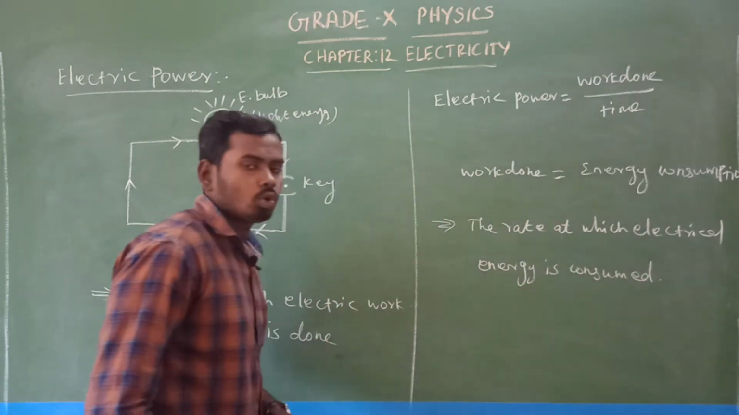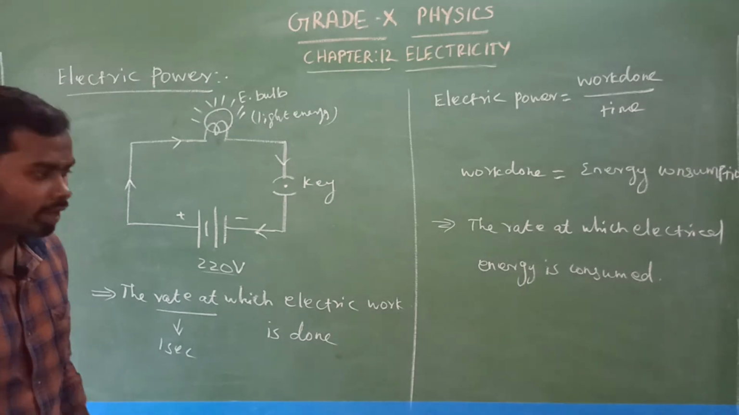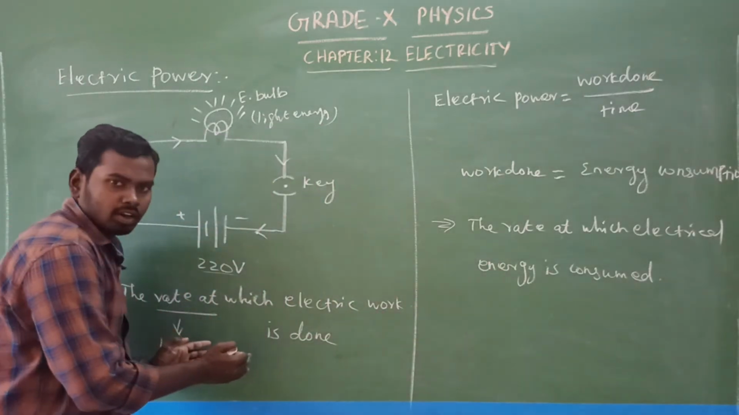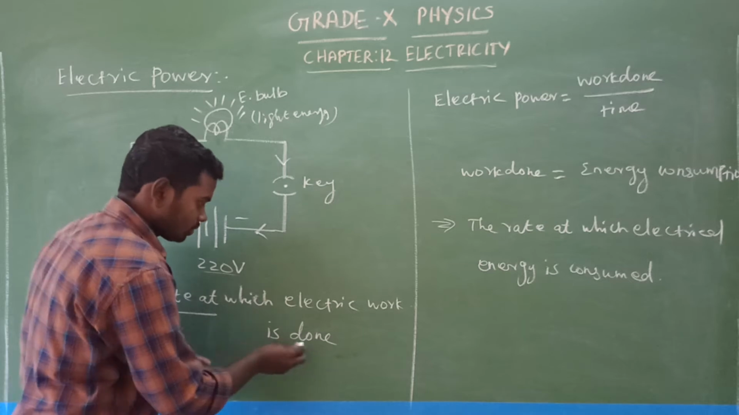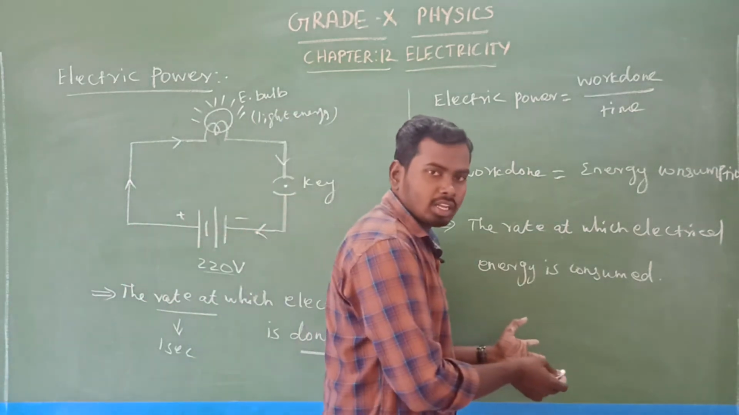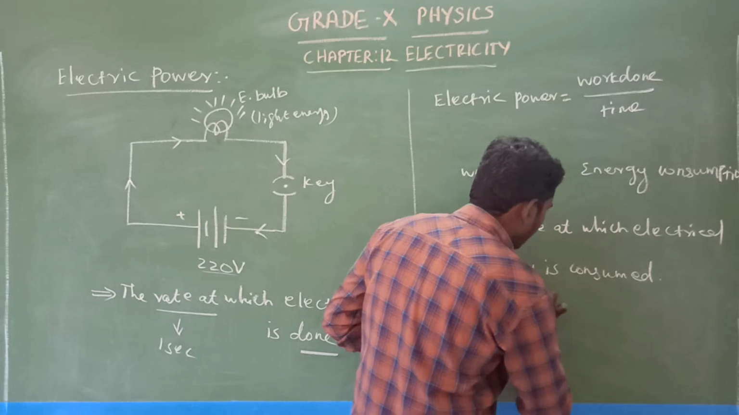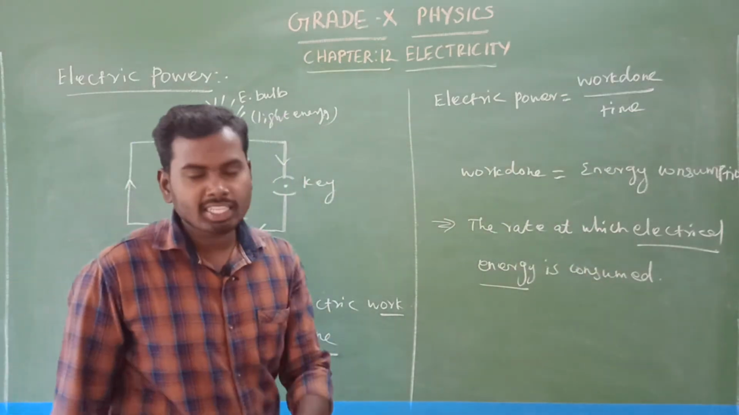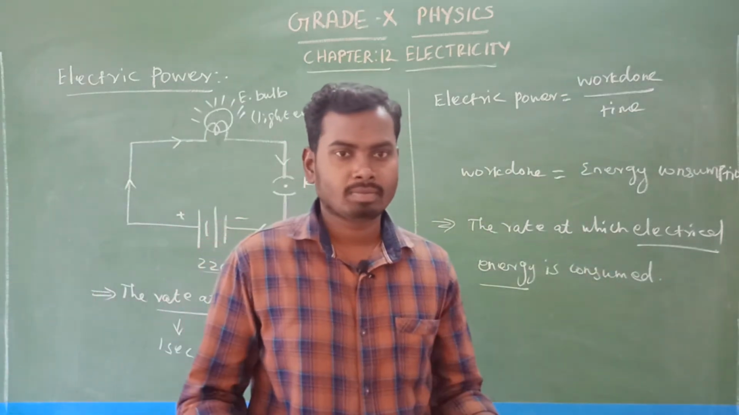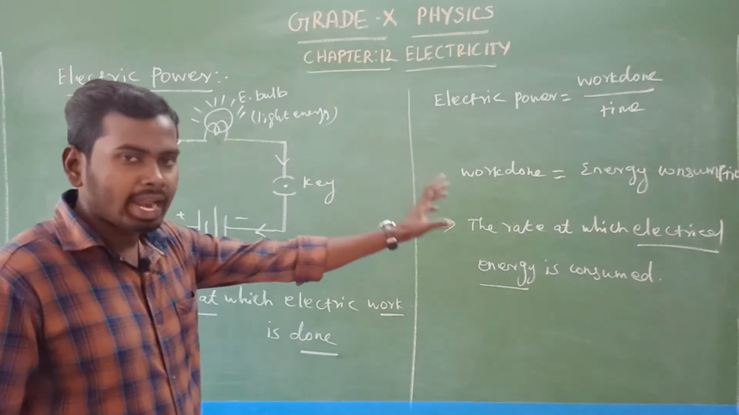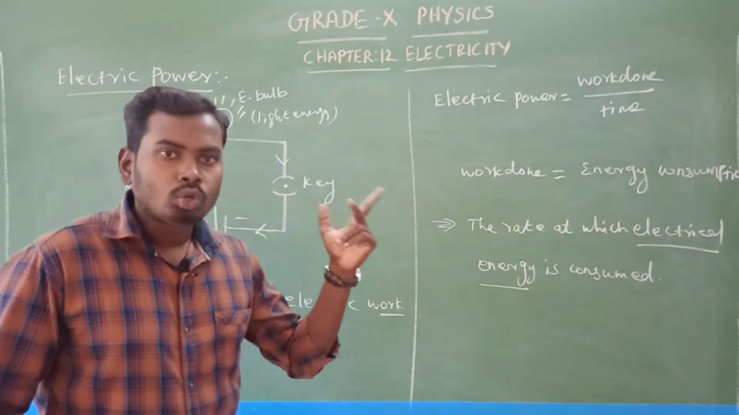That is also called power. So this is also power, that is also power. So this is a definition of power in terms of work done. Note this point, in terms of work done. But this is a definition of power in terms of energy. So whenever work is done, equal amount of energy gets consumed. That is the reason why I have defined the power in two terms.